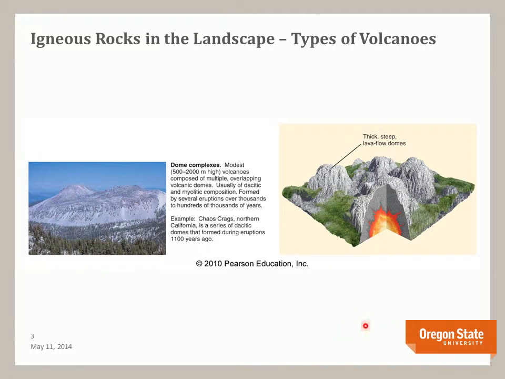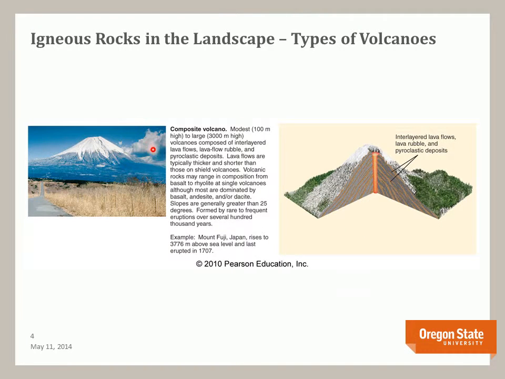Here are images from our textbook of dome complexes. This is Chaos Crags in Northern California, which formed as a result of dacite eruptions about 1100 years ago. Dome complexes are typically relatively small in size. They have very steep walls to the different features, and that's because they contain mostly felsic magma, which is very thick and viscous, and therefore it doesn't spread out that much.